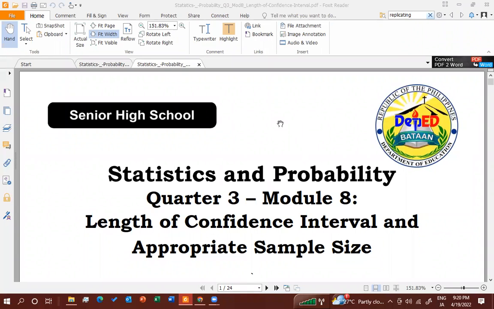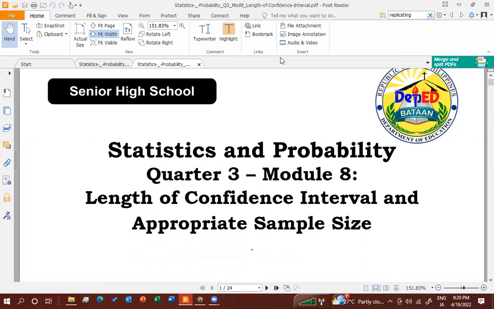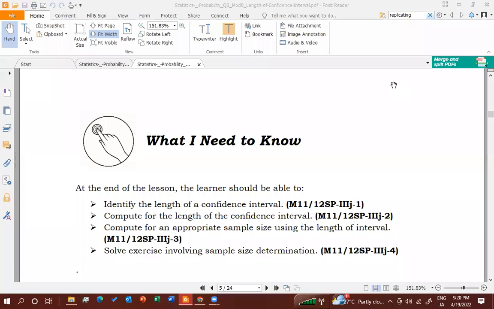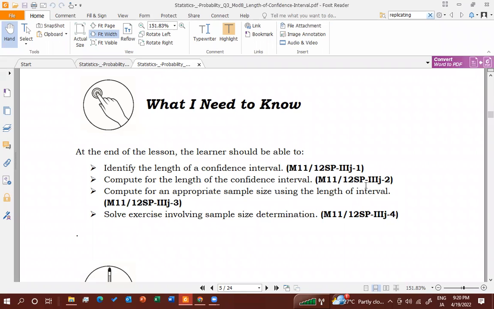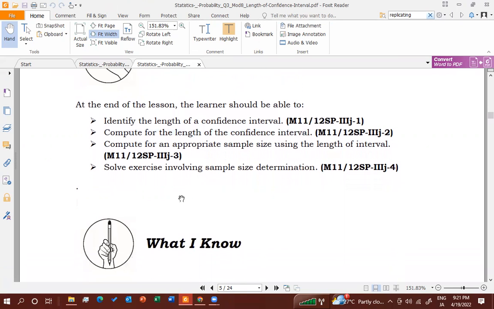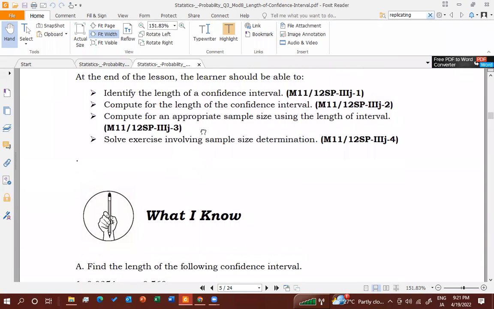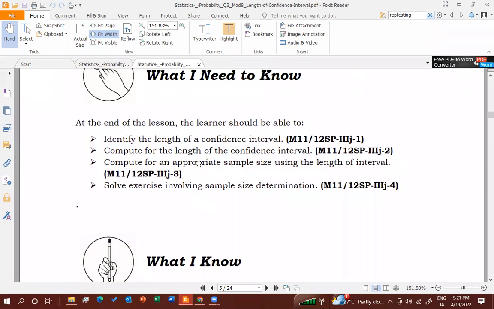Hello, everyone. Today I will be discussing Module 8, the length of the confidence interval and appropriate sample size. These are the learning competencies we hope to achieve at the end of this module. You are going to learn how to identify the length of a confidence interval and compute for it, and then the appropriate sample size using this length of interval, and also other exercises involving sample size determination.